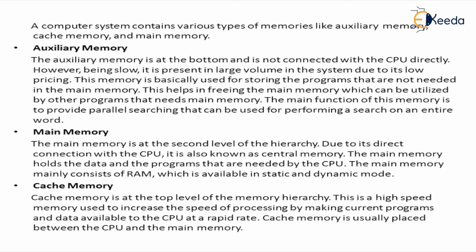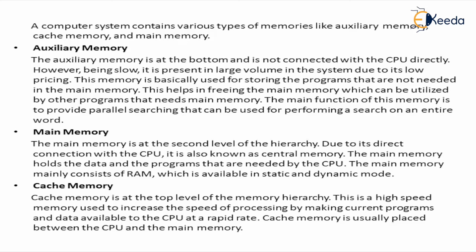Now, there are different types of auxiliary memory. Let us look at them one by one, from auxiliary memory to cache memory and then to main memory. What do you understand by auxiliary memory? This type of memory is at the bottom and not connected to the CPU directly. It is not a part of the CPU directly, it is connected indirectly. And it is slow. It is present in large volume in the system due to its low pricing.